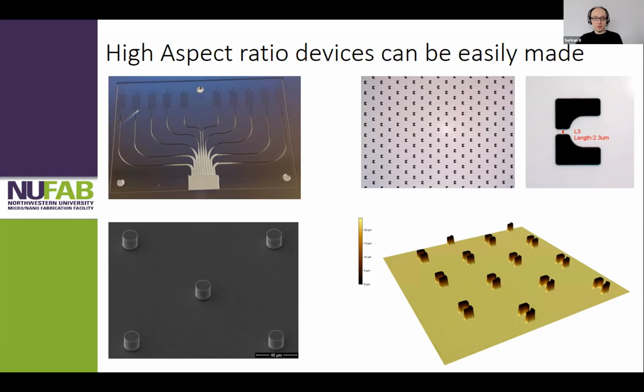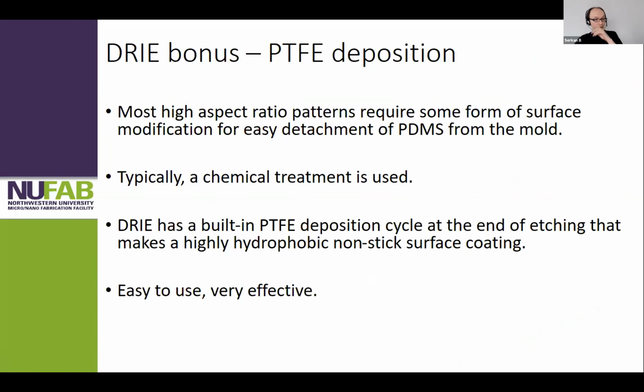All right, next. There's also a bonus feature of the DRIE, which is the PTFE deposition. So PTFE is a general name for Teflon-like polymers. They are really non-stick surface coating material. Especially when you have high aspect ratio patterns in your mold, it is very difficult to peel the PDMS off without ripping it apart, because if you have small deep holes, the PDMS tends to stick in them and rips off when we remove the rest of the PDMS.